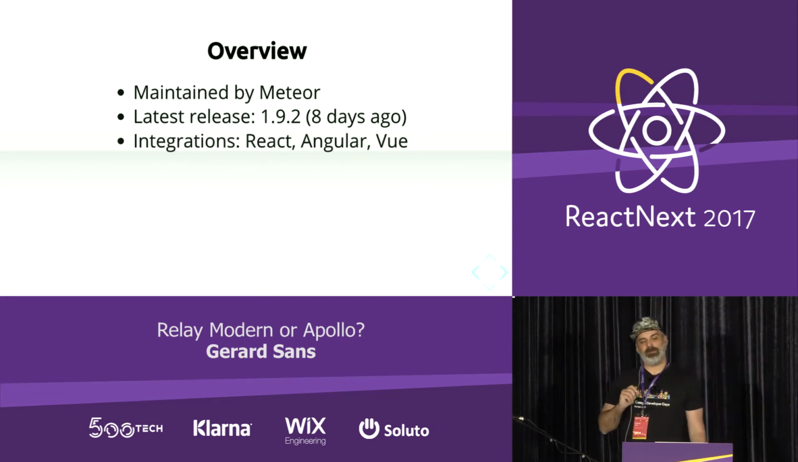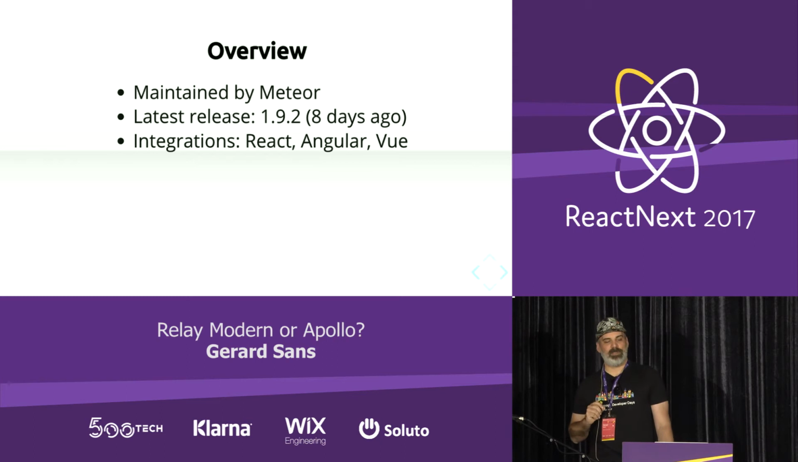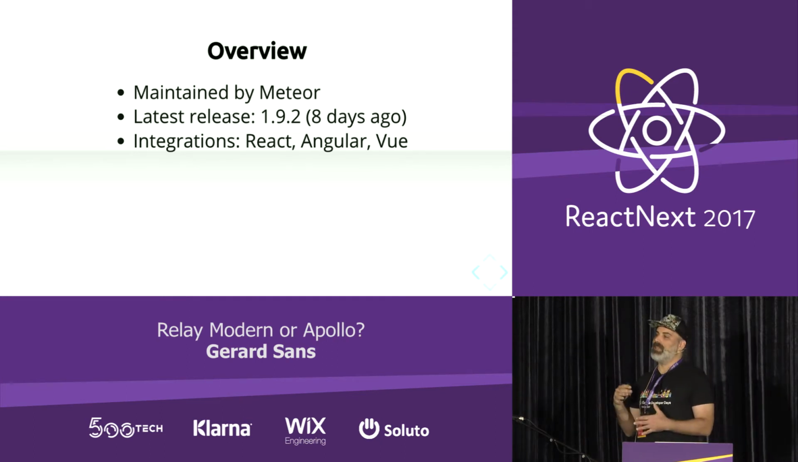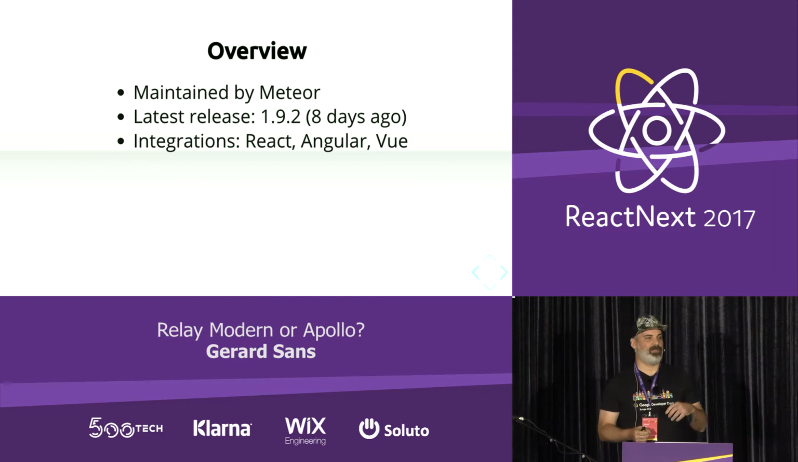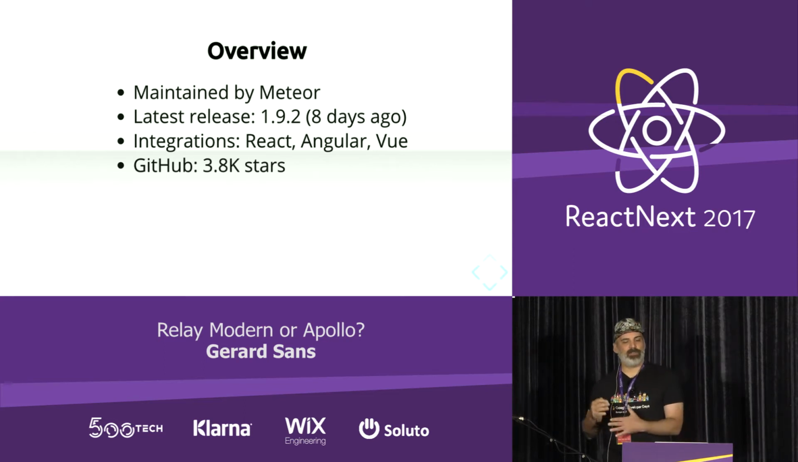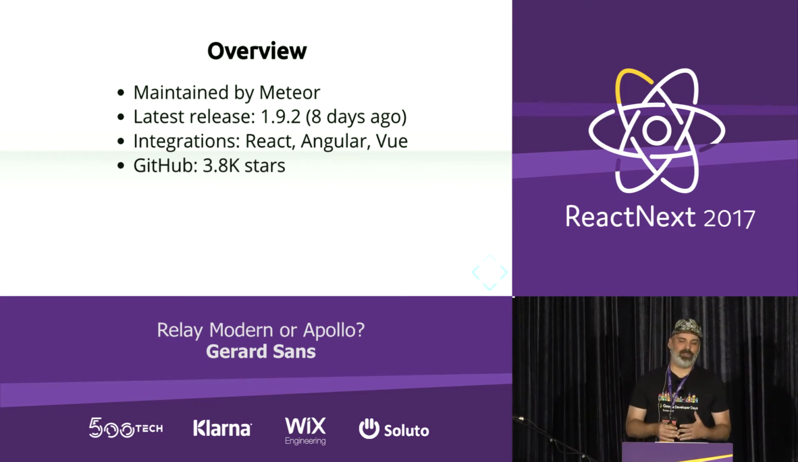Then this is probably one of the main differences between the two, and that's the integrations. We have React, but we can also use Angular or Vue. This can be a difference today, but probably we'll see implementations of these integrations on Relay Modern, so it's probably not so much of a difference. On GitHub, it also has support, probably not as much as the 10,000 stars, but it's growing steadily.